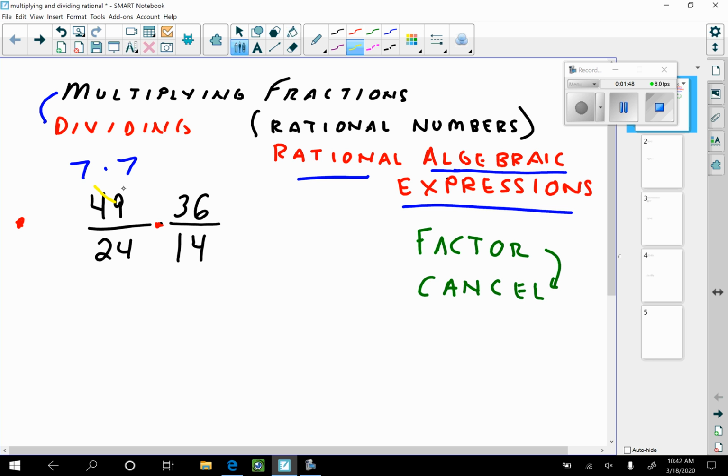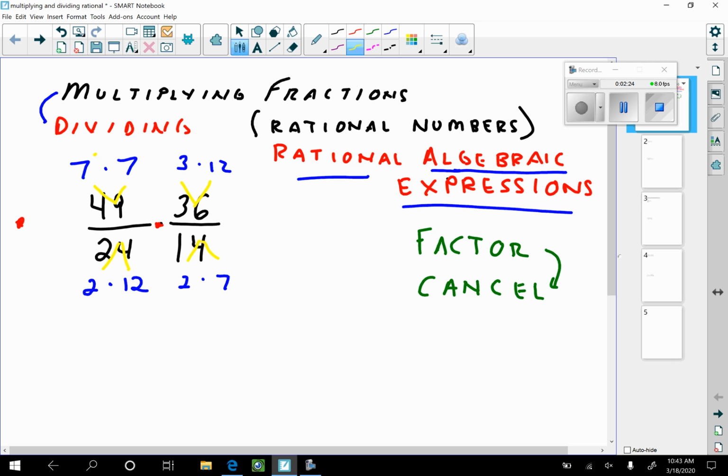Now I'm going to factor 24. 24 is going to factor as 2 times 12, and you're going to see why I do this. And then 36 is going to be 3 times 12. I haven't done anything but some factorization thus far. And then 14 is going to be 2 times 7. Now we're ready to cancel. We have everything factored. We're going to cross some stuff off.